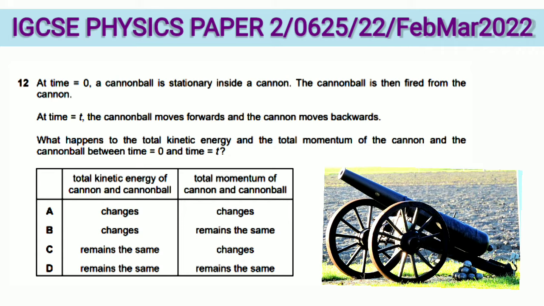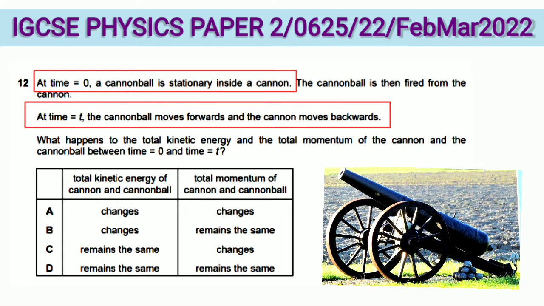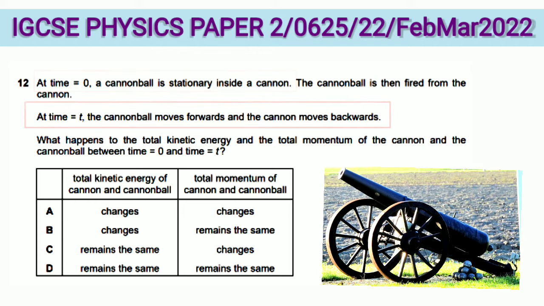Let us check the total kinetic energy of the cannon and cannonball from the question itself. Initially, the cannonball is stationary inside the cannon, so kinetic energy is 0. At time t, the cannonball moves forward and the cannon moves backwards. That means they have kinetic energy. So we can say there is a change in kinetic energy. So options C and D are ruled out and we have to select from options A and B.